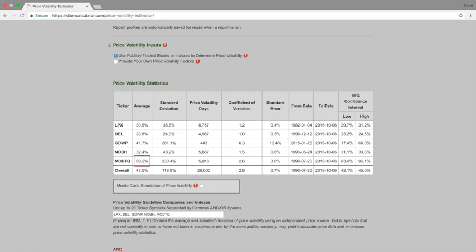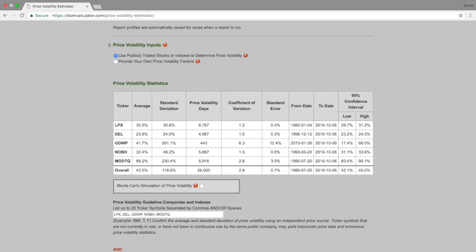MODTQ has the comparatively highest average price volatility of 89.2%. GDWP has the comparatively highest standard deviation of price volatility of 261.1% and the highest coefficient of variation of 6.3. Overall, this group of guideline companies and date ranges suggests an average price volatility of 43.5% with a standard deviation of 119.9%. One would estimate average price volatility to be anywhere within the confidence interval range of 42.1% to 45.0% based on this data, and be 95% confident of the estimate.